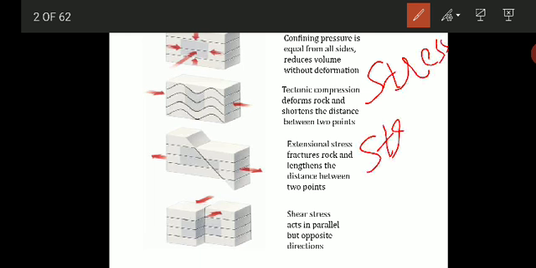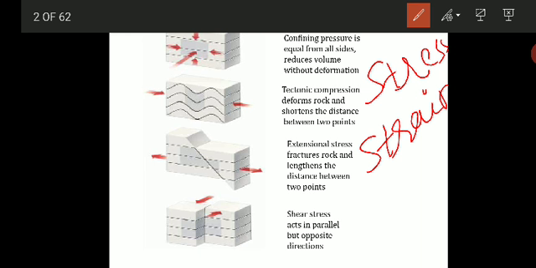Stress and strain. So what is stress? Stress is a force which is exerted against an object. So what is a stress? Stress is a force, and how is it exerted? It is exerted against the object which is undergoing changes.